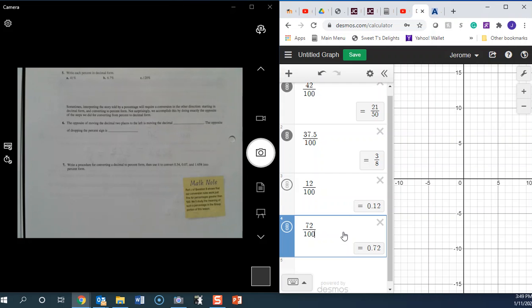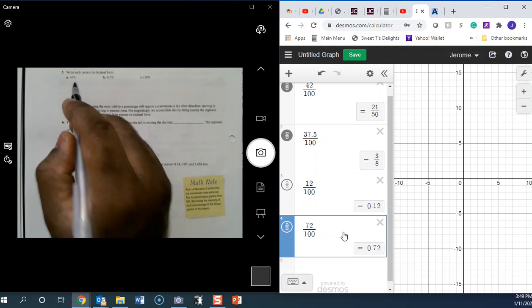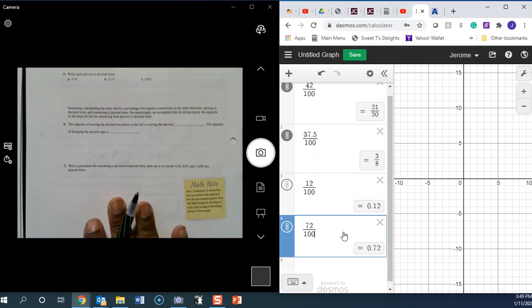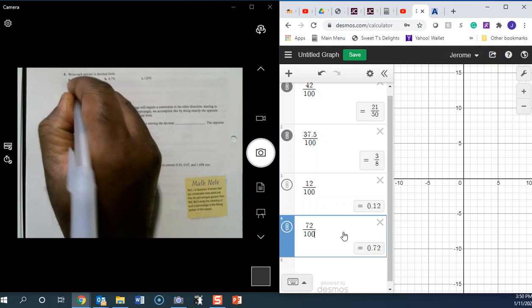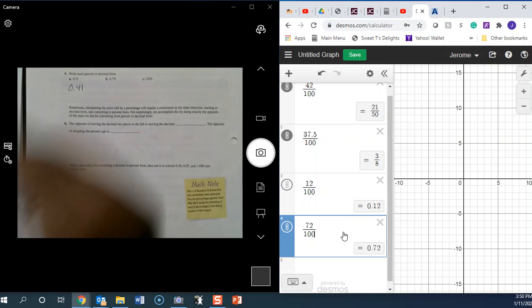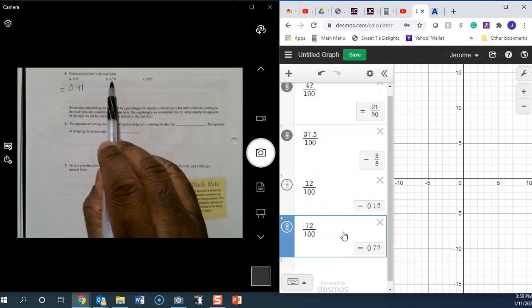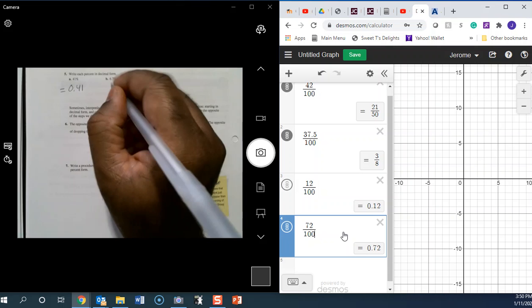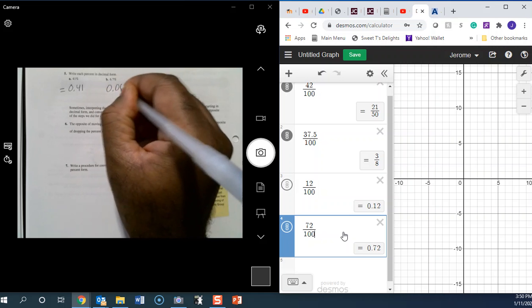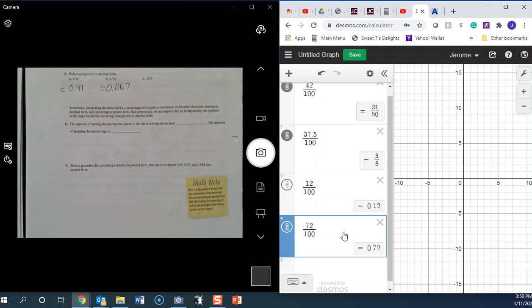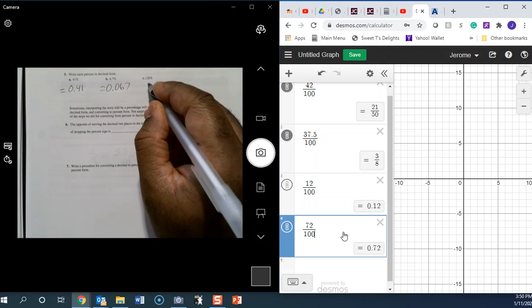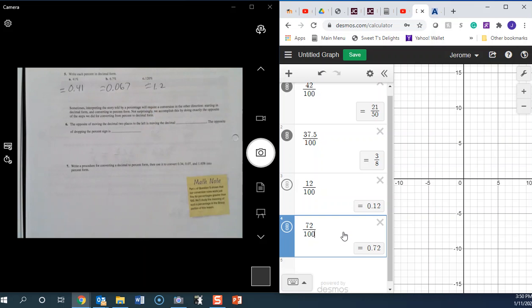Now, for number 5, it says write each percent in decimal form. Now, we could drop the percent, move the decimal 2 places to the left, and it'd be 0.41. Now, 6.7%, drop the percent, move it 2 places to the left, it'd be 0.067. And then finally, 120%, drop the percent, move it 2 places to the left, and it'll be 1.2.